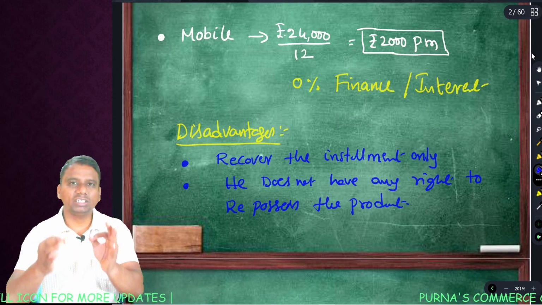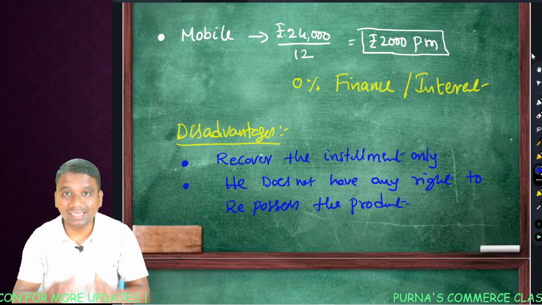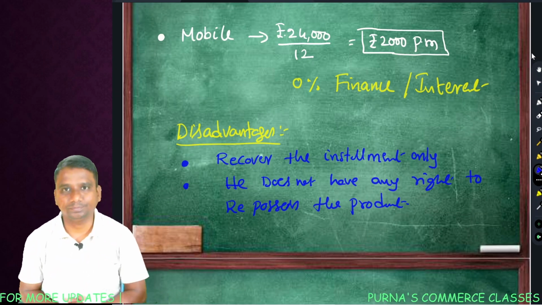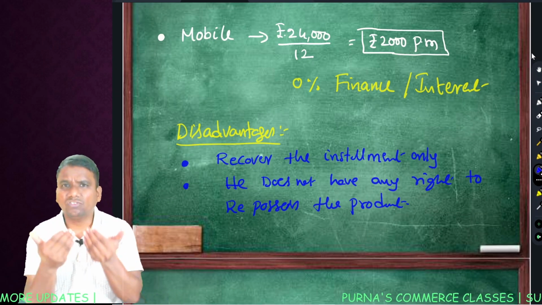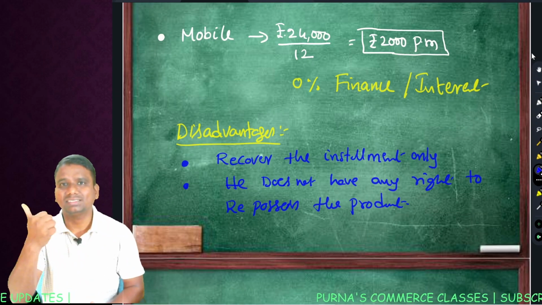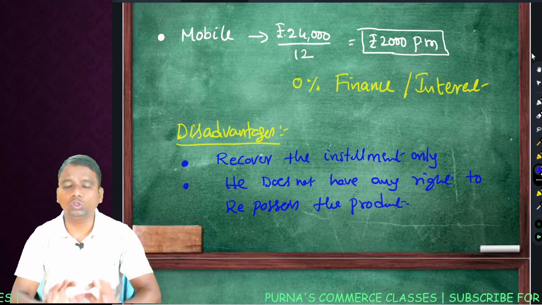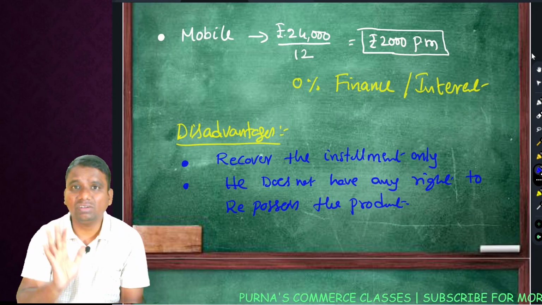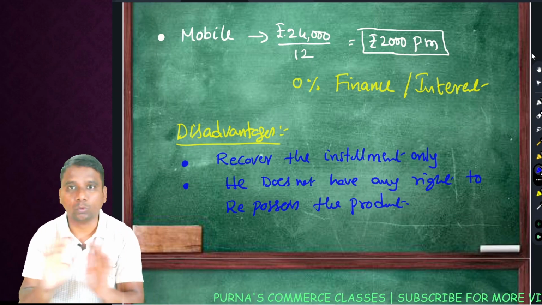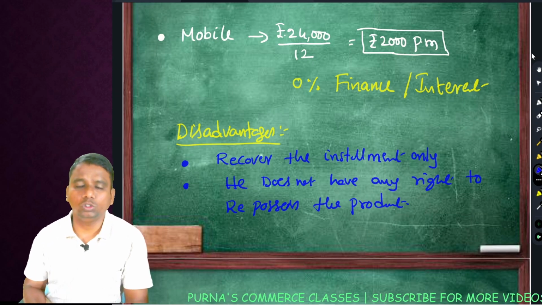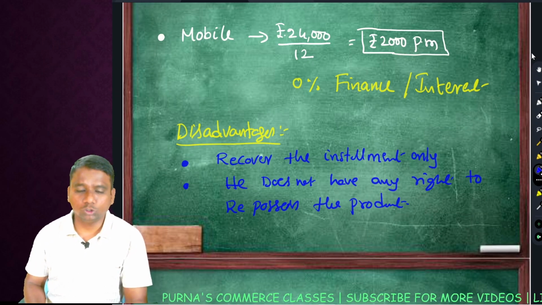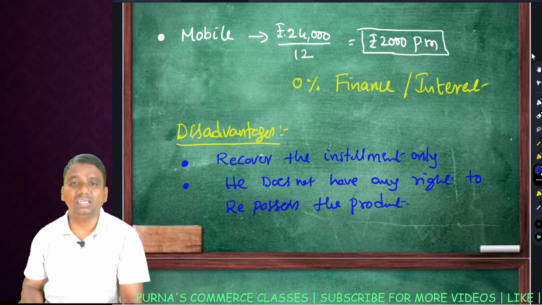This is the main disadvantage under the installment system. What? Suppose if you fail to pay the amount, the seller has only the right to recover that amount only. He doesn't have any right to repossess the product. So he cannot come to your home, and he should not compel you to surrender the product.